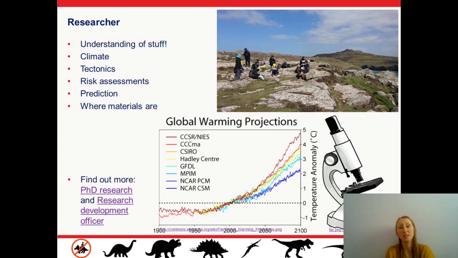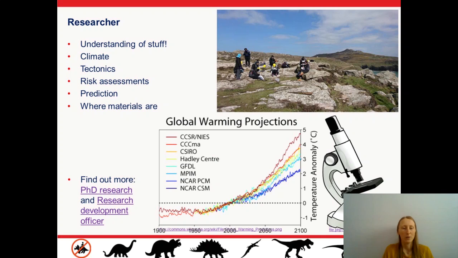In terms of a researcher, a researcher is somebody that basically does research. It sounds really old, I know, but it depends what you want to know about. Do you want to know about climate? Do you want to know about tectonics? Do you want to know about prediction? Do you want to know where material is? Do you want to learn about risks? So risk prediction, so maybe earthquake prediction or landslide prediction.